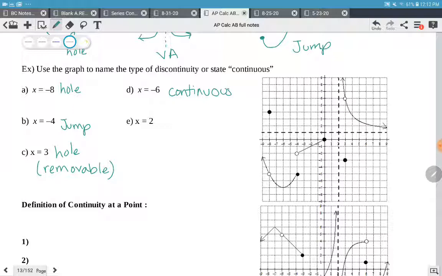And then finally, when x equals 2, it looks like we have a vertical asymptote there, which we also call an infinite discontinuity. So that's not just one point out of place, right? That's going up to infinity. And then on this side, there's nothing. So that's definitely not continuous there.